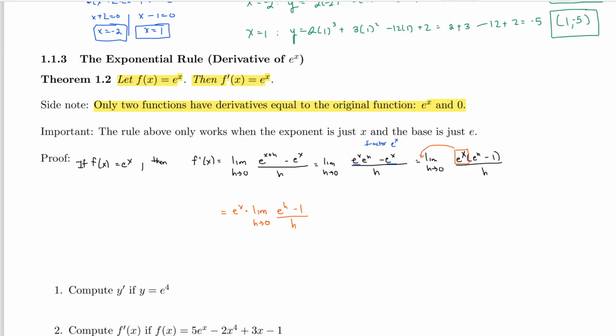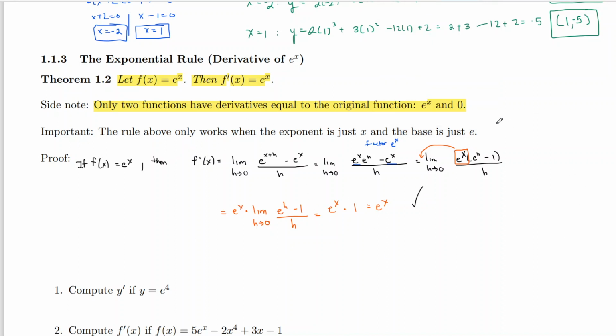Like I mentioned before, graphs aren't 100% accurate, it just gives you an idea of what it is, but this is really hard to show directly. So it's better just to kind of mention it. This limit equals 1, and we end up with our formula. So f prime of x equals e to the x times 1, which is e to the x. Right, now you definitely don't have to know how to prove that.